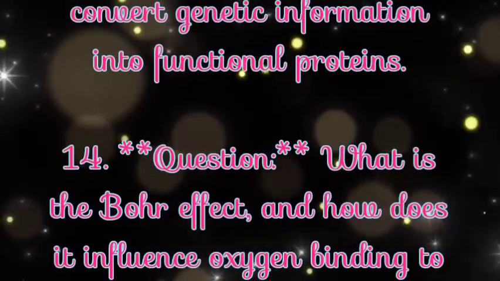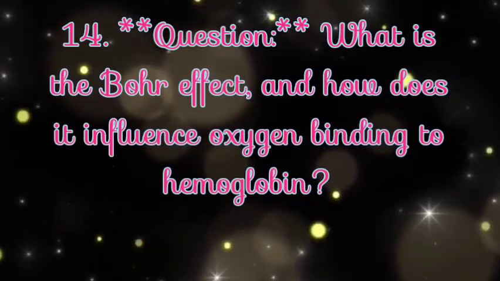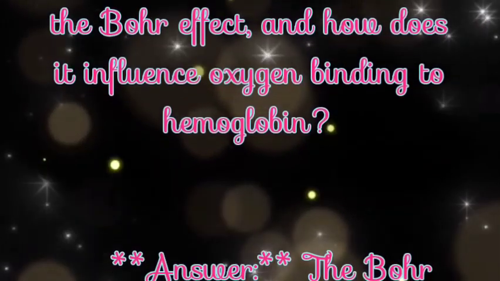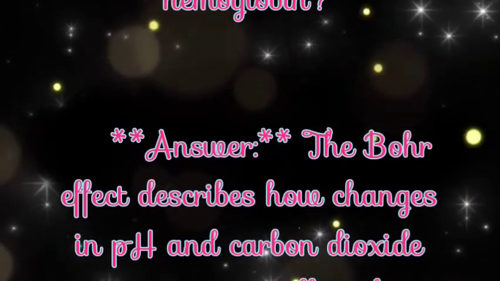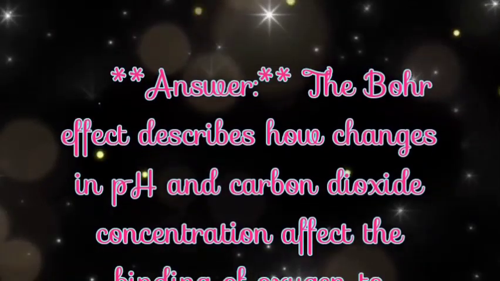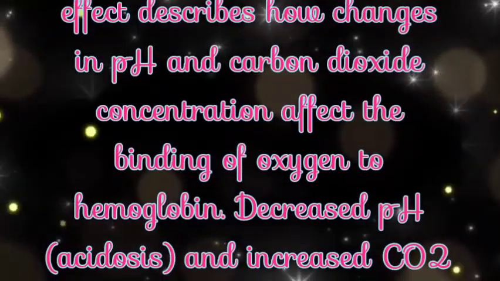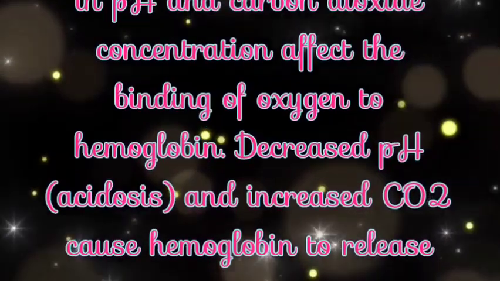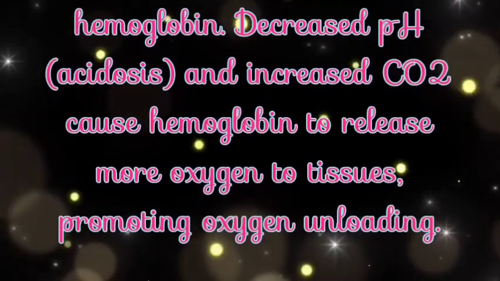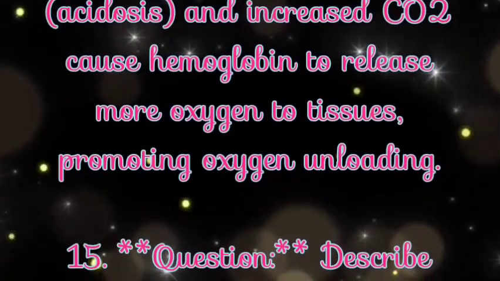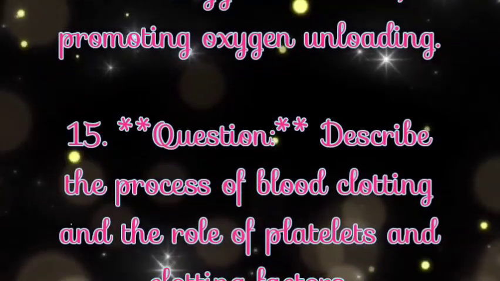Question number 14. What is the Bohr effect, and how does it influence oxygen binding to hemoglobin? Answer: The Bohr effect describes how changes in pH and carbon dioxide concentration affect the binding of oxygen to hemoglobin. Decreased pH, acidosis, and increased CO2 cause hemoglobin to release more oxygen to tissues, promoting oxygen unloading.